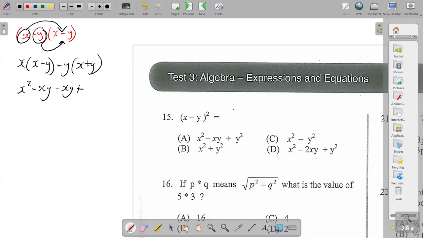Plus, because you know a negative and a negative is a positive, y squared. So these two match, so we know we could subtract them. So you're going to get x squared minus 2xy plus y squared. So which one is that one? D.